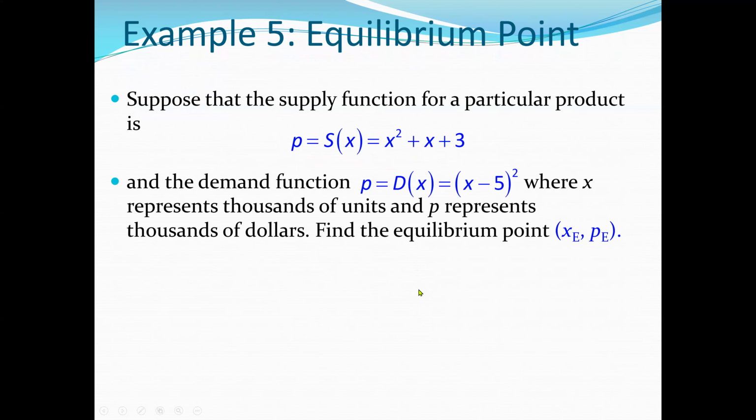Now here we say, suppose that the supply function for a particular product is given as follows, and also the demand function is given as follows. The supply function is S at X, which is S squared plus S plus 3. Then the demand function, which is D at X, is S minus 5, all squared. Now, equilibrium point means when the demand and the supply are equal.